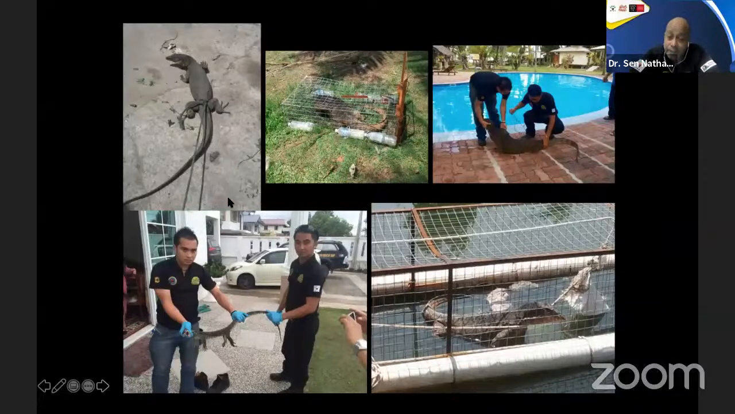Monitor lizards, same issue with crocs. Also something that is increasing by leaps and bounds, and their sizes seem to be getting bigger by the year. This photo, if you can see, this bottom left photo was actually taken in one of our minister's house. I don't want to mention which minister, but some monitor lizards were extracted from this minister's house. Don't ask me why. So we actually had to go there and catch these buggers.